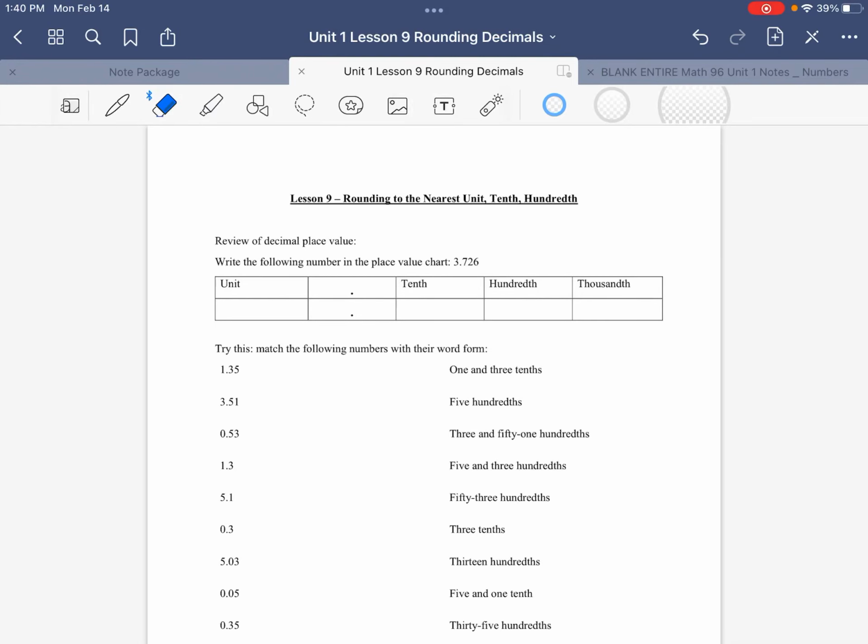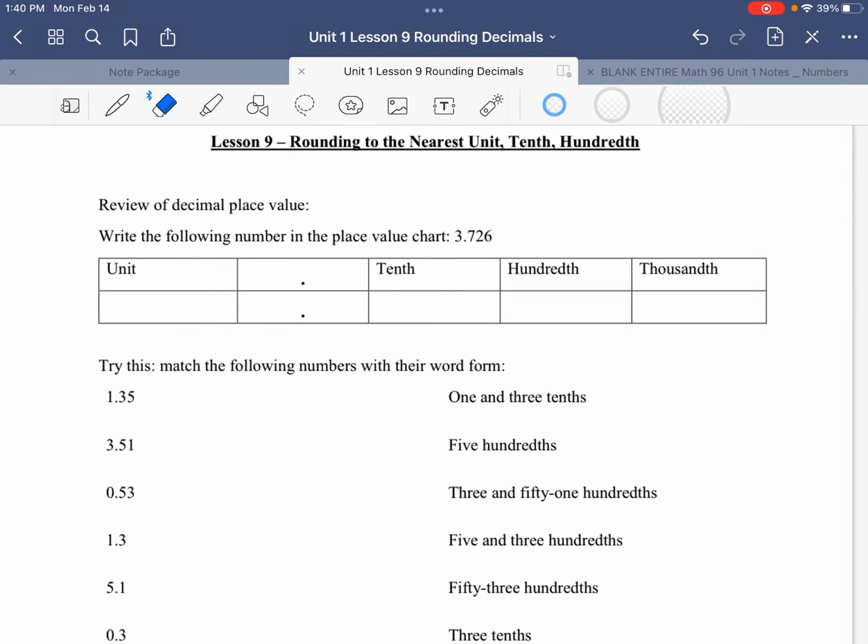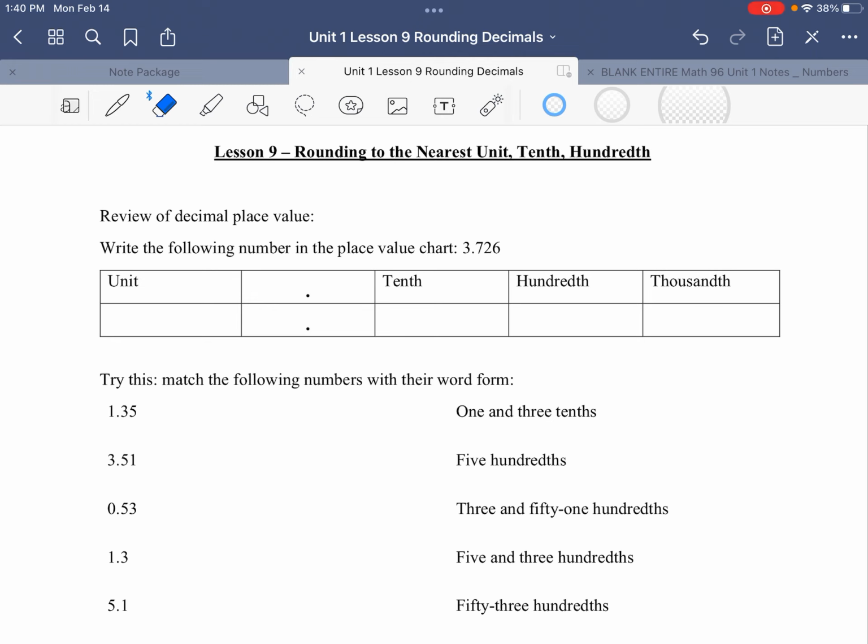All right, lesson 9, rounding to the nearest unit, tenth, and hundred. So far we've been dealing in the whole numbers, but we're going to deal with some decimals here. So let's review the place value chart. Write the following number in the place value chart.